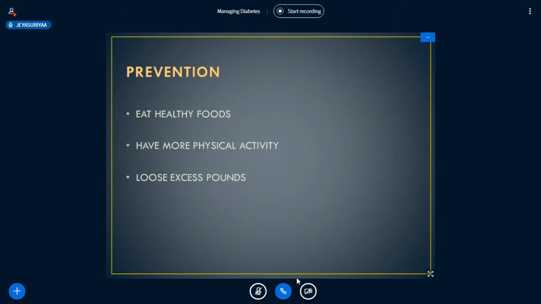On the other hand, pre-diabetes can also develop into type 2 diabetes if left untreated. Now coming to prevention, type 1 diabetes can't be prevented. However, the same healthy lifestyle choices that help with pre-diabetes, type 2 diabetes and gestational diabetes can also help prevent them.